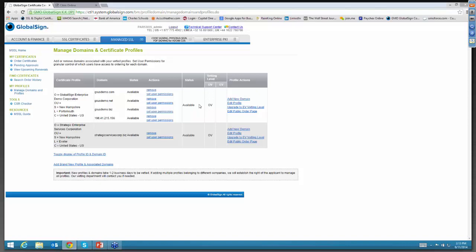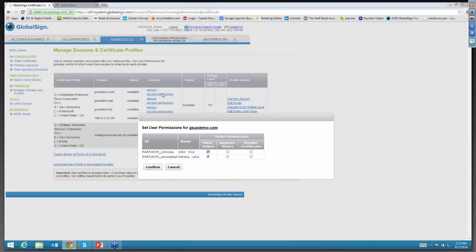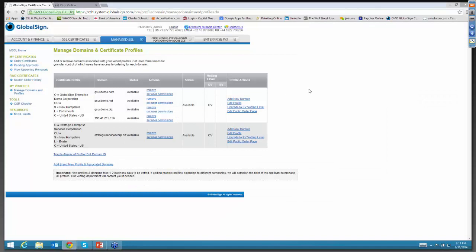The nice thing about having managed services is that you can also very granularly limit who can order certificates. We have a whole concept of users, and we don't charge you to add users to your account. You can add people to your account, and then decide, by domain if you want to get really granular, who can place orders, approve orders, or even revoke certificates. So you have very granular delegated administration capabilities inside the system.